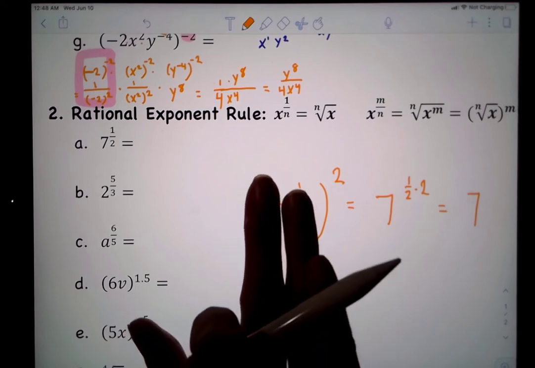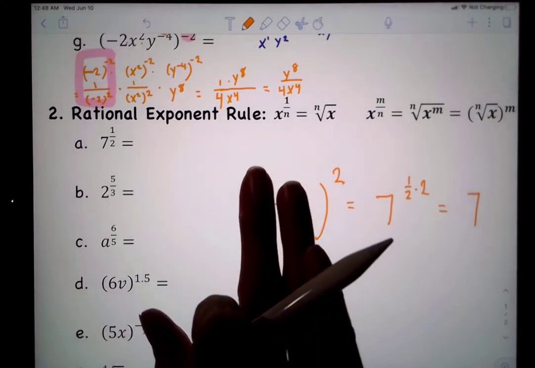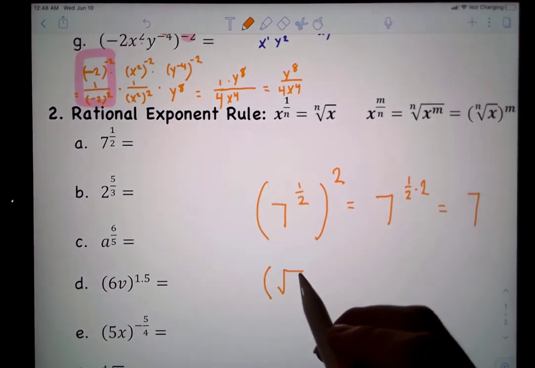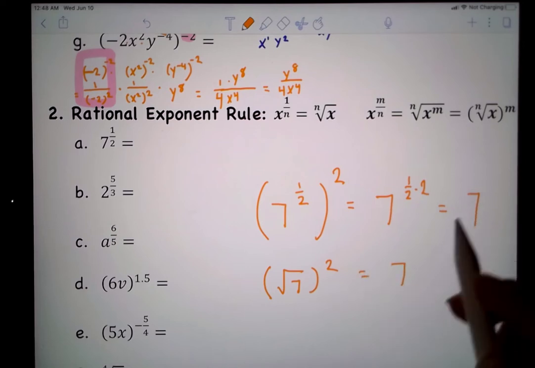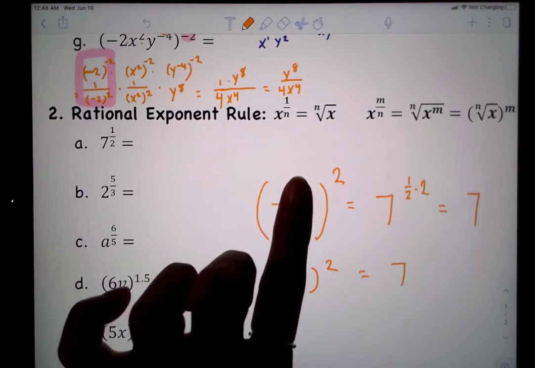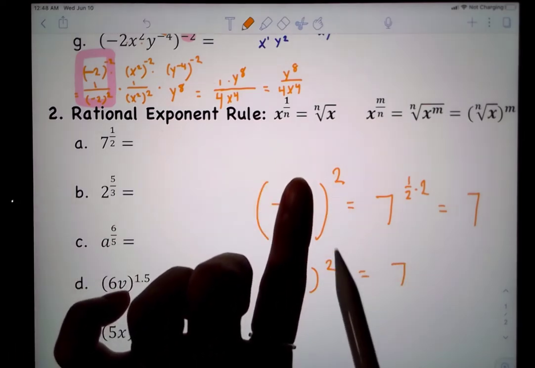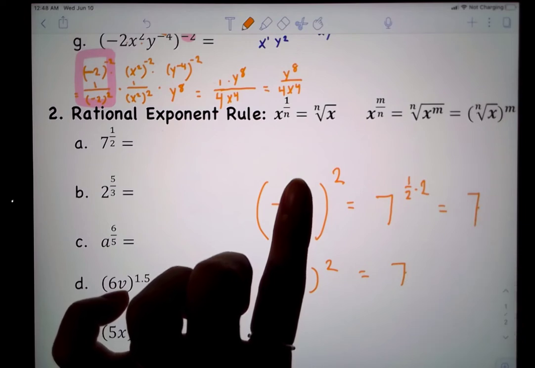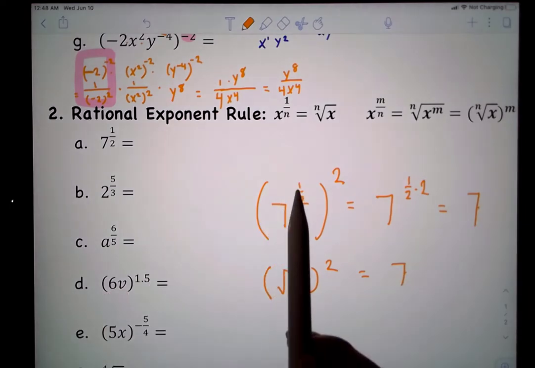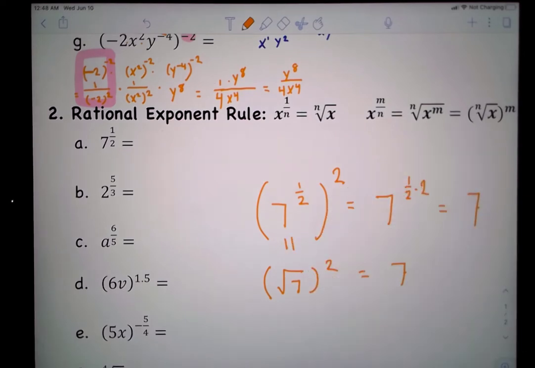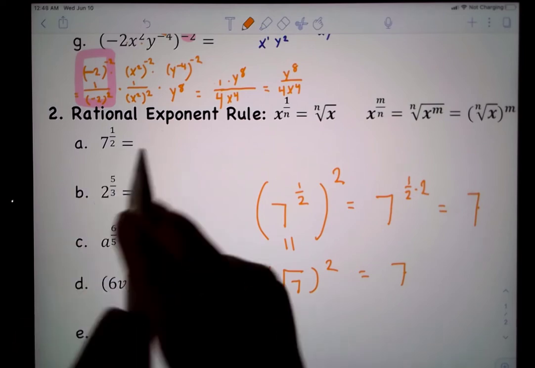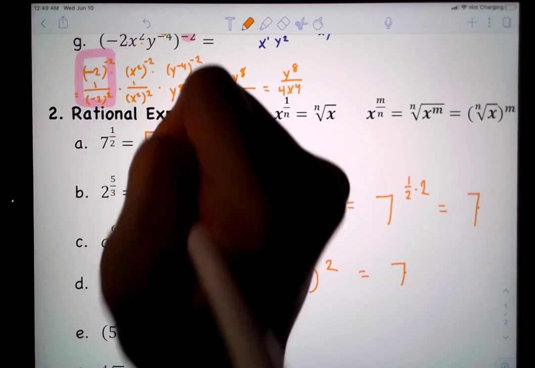Then think about it, guys. You square something and you get 7. Isn't that this? When you have the square root of 7 and you square that, you get 7, right? So it's the same thing. Parentheses squared, you get 7, right? You get the same result. So that could be 7 to the half or the square root of 7. They are the same thing. 7 to the half power is the same as the square root of 7.